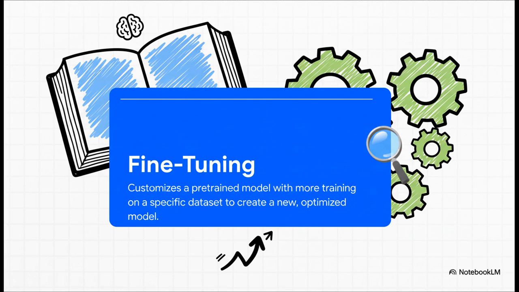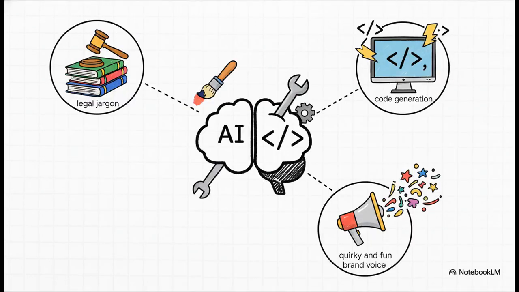The end result is a brand new, bespoke version of that model. This isn't just about knowing what to say. It's about learning how to perform a specific skill or adopt a very particular style. And this is where you can see the incredible business value. You can fine-tune a model to understand dense legal contracts, for example.